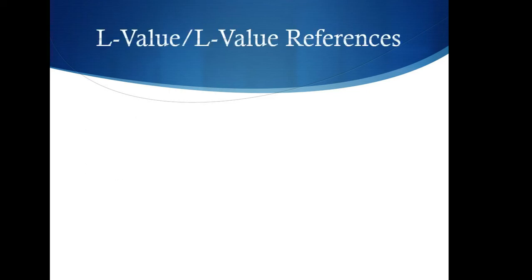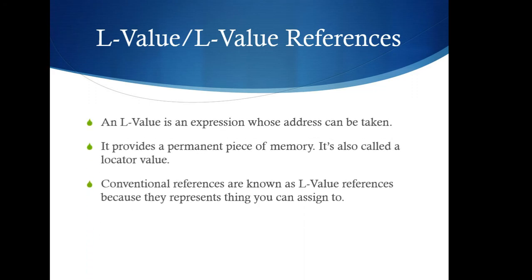Moving on to L value and L value references. An L value is an expression whose address can be taken. It provides a permanent piece of memory, and that's why it's called a locator value. Conventional references are known as L value references because they represent things you can assign to.